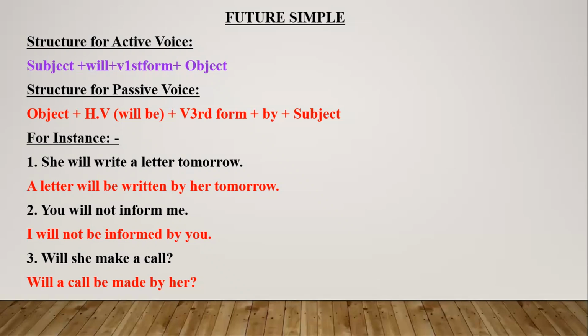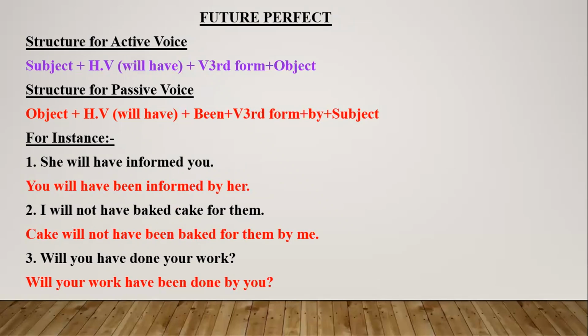Let's move towards future perfect. The future perfect tense structure for active voice is subject plus helping verb. We use will have, the third form, and then object. So the passive structure would be: object, the helping verb will remain the same, will have, and after that you have to use been and the third form, and then by plus subject.